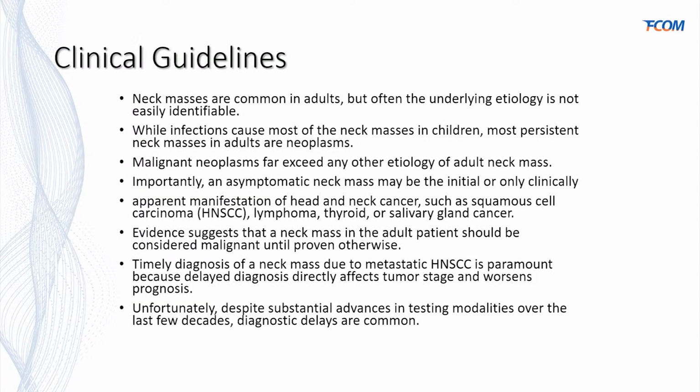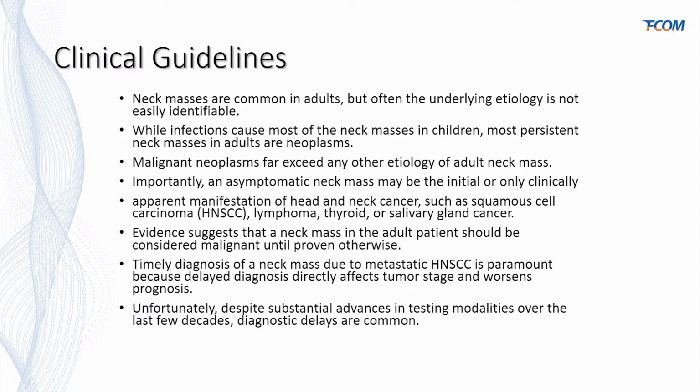So this is where we get to use the guidelines from the Academy once again. Neck masses are common in adults, but often the underlying etiology is not easily identifiable. Malignant neoplasms far exceed any other etiology of adult neck masses. Importantly, an asymptomatic neck mass may be the initial or only clinically apparent manifestation of head and neck cancer. Timely diagnosis of neck masses due to metastatic disease is paramount because delayed diagnosis directly affects tumor stage and worsens prognosis.